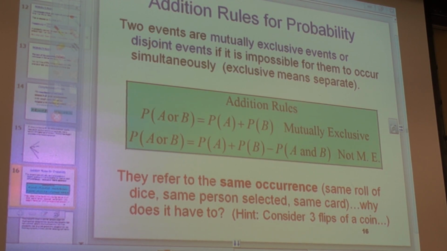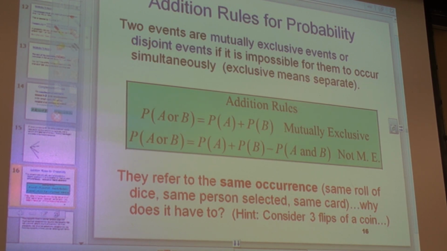So if they're not mutually exclusive, that affects the addition rule. That's why I bring it up. What that means is that you have an overlap that you have to subtract. And again, that refers to the same occurrence. The addition rule only applies to the same occurrence. It cannot apply to different occurrences.